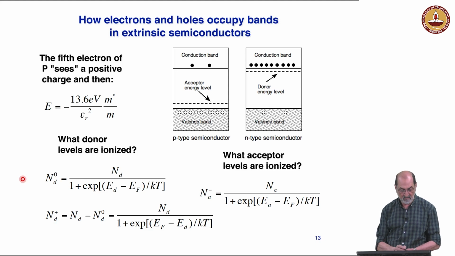Because those donors which are unoccupied become positive ions, that means that at the same time we have an electron in the conduction band. We want to know how many electrons we have in the conduction band. So the number we want is, from the total density of donors, the difference of the total minus the occupied, which gives us the number of unoccupied donors.